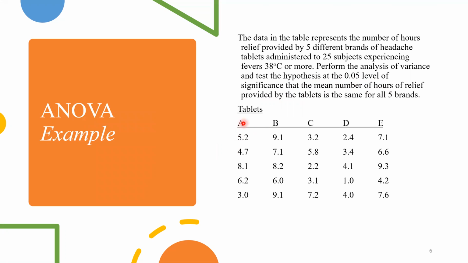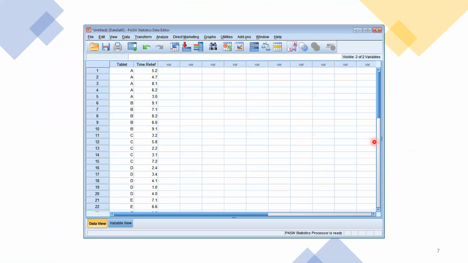So these are the 5 brands, for example, brand A, brand B, brand C, brand D, and brand E. These are the 25 subjects: 5 observations in each, 5 patients who took tablet A, 5 who took tablet B, 5 patients who took tablet C, 5 patients who took tablet D, and 5 patients who took tablet E. So we have two variables here. One is the type of tablet. Another variable is the number of hours of relief from the headache. For example, patient number 1 was relieved in 5.2 hours. Similarly, patient number 25 was relieved in 7.6 hours using brand E. The data is actually entered in this format in SPSS.